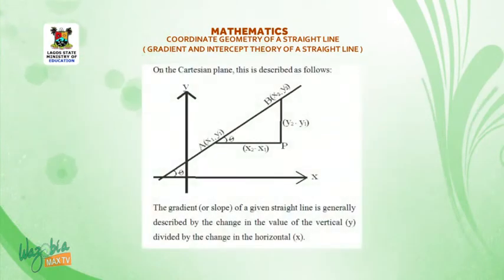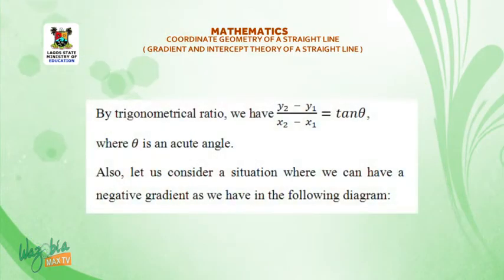On the Cartesian plane, this is described as follows. The gradient or slope of a given straight line is generally described by the change in the value of the vertical y divided by the change in the horizontal x. By trigonometrical ratio, we have y2 minus y1 all over x2 minus x1, which is equal to tan theta, where theta is an acute angle.